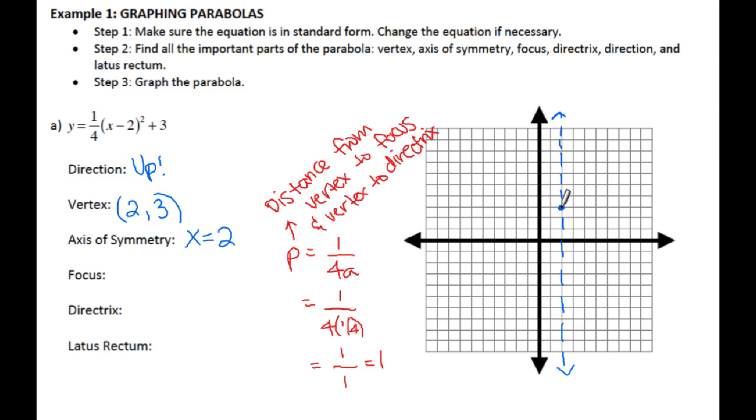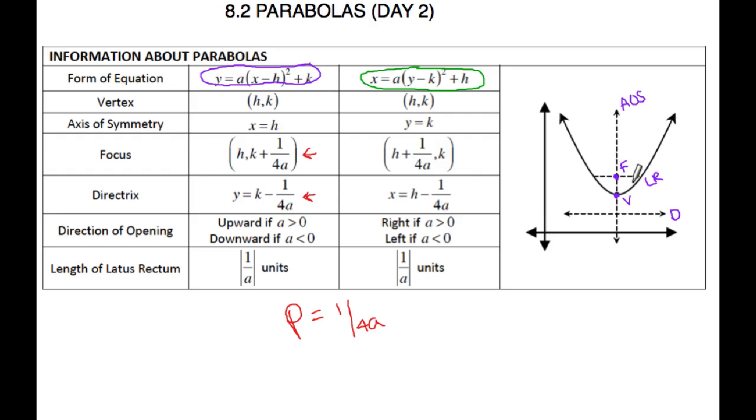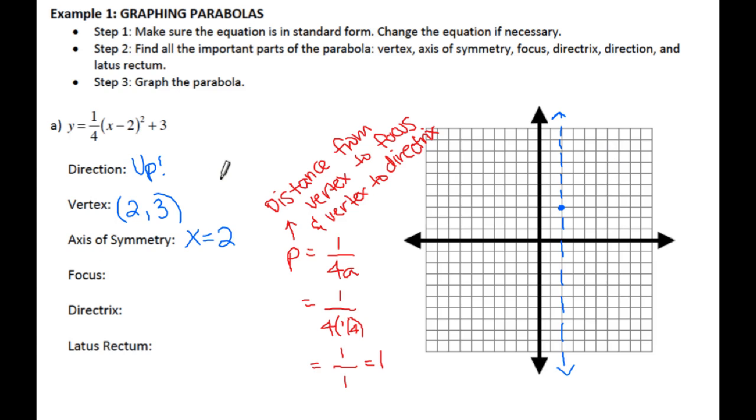Well, here is my vertex. Since my parabola is opening up, if you recall, your focus is always inside your parabola. So if I'm starting at my vertex and my parabola is opening up, then that means I need to move up P units to figure out where my focus is going to be, because it's always going to go in the direction of your parabola. So I'm moving up 1 unit, and then that's going to be my focus. Your focus is an actual point. So my point for the focus is going to be at (2, 4). Now, since I moved up 1 unit, I'm adding 1 to the y-coordinate of the vertex, since I'm moving up.